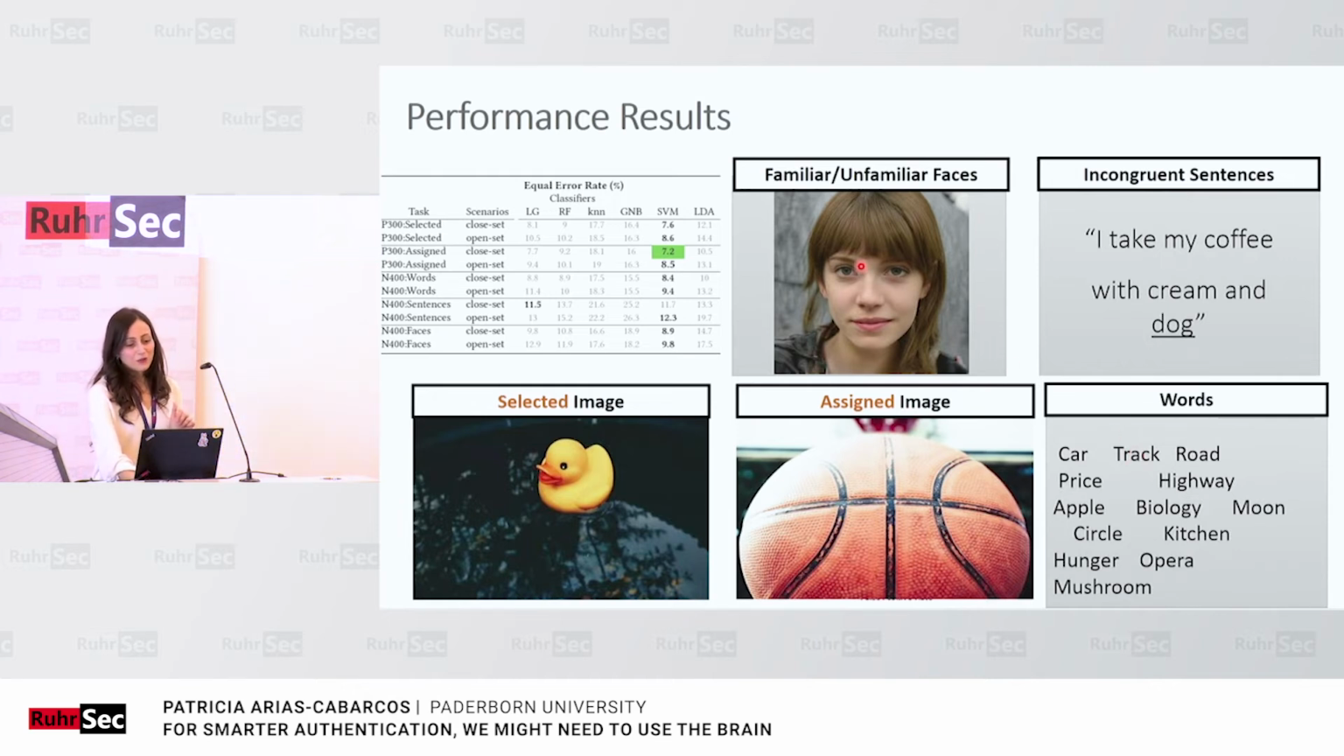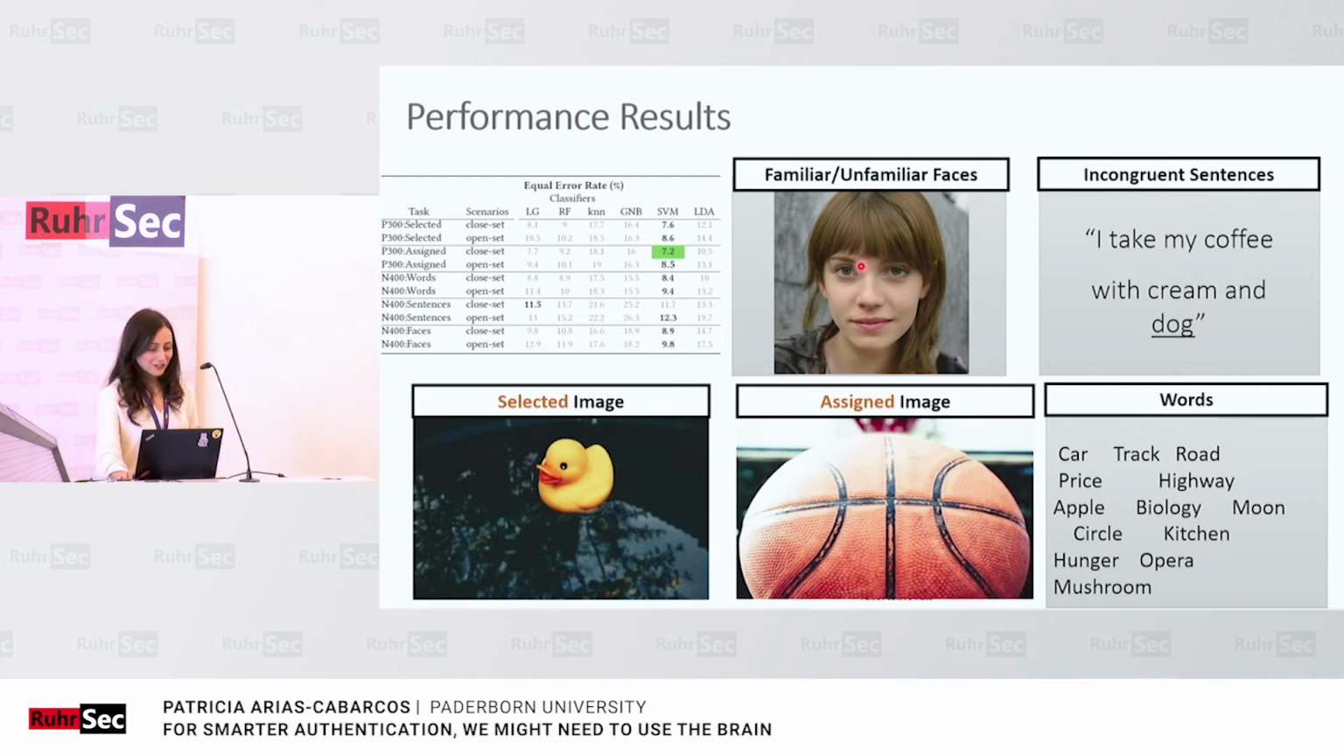And the other one was showing familiar and unfamiliar faces. If I show you a set of familiar faces, you preload in your brain some mechanisms that allow you to identify this familiarity. If in between I show you something unfamiliar, you have to inhibit that knowledge, and then you get a different reaction in the brain.